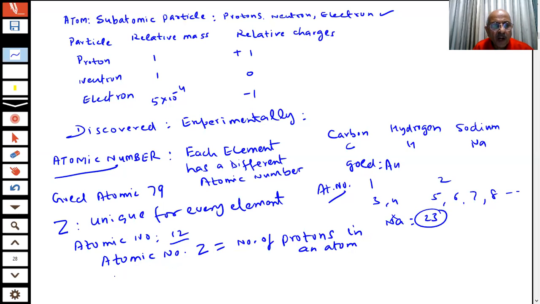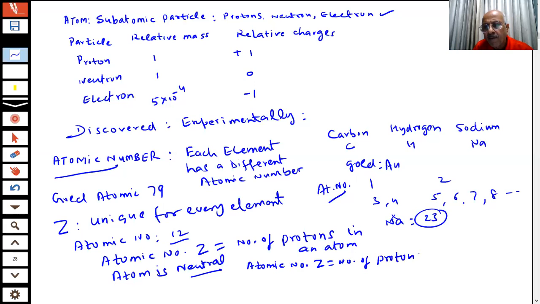But you know the atom is neutral. Atom is neutral, yes or no? Yes, sir. Therefore, inside the atom, the number of protons must be equal to the number of electrons. Therefore, I can say the atom is neutral. For a neutral atom, atomic number represents the number of protons. Atomic number Z is equal to the number of protons, and the number of protons is equal to the number of electrons. Right or wrong? Yes, sir.